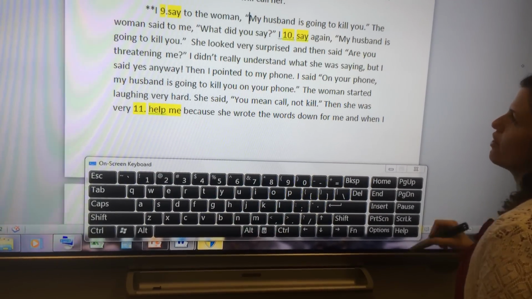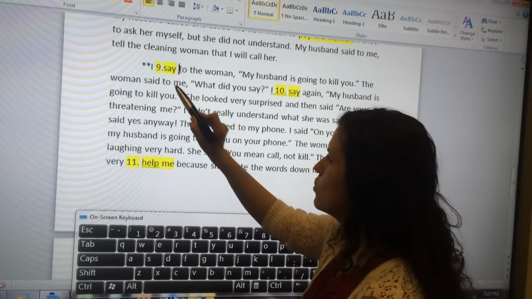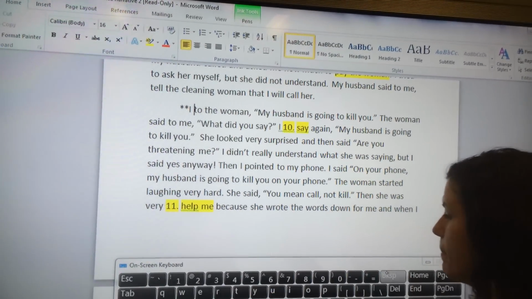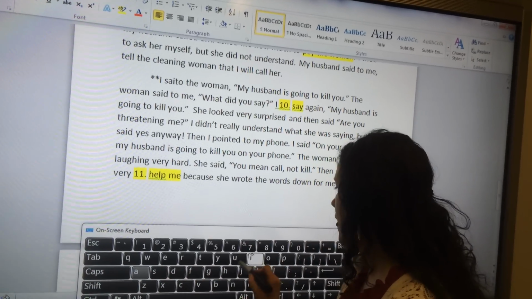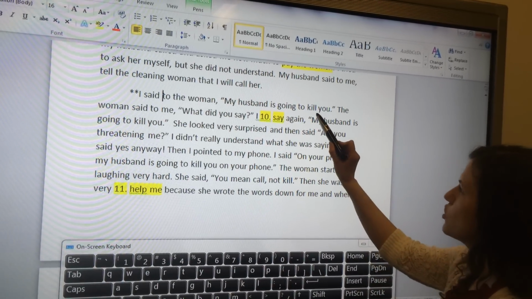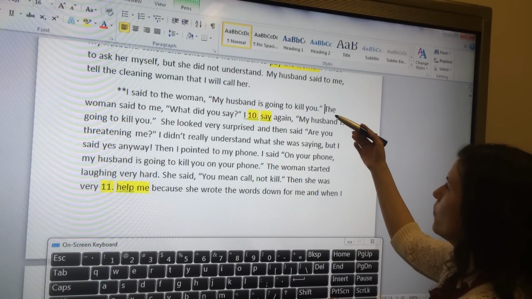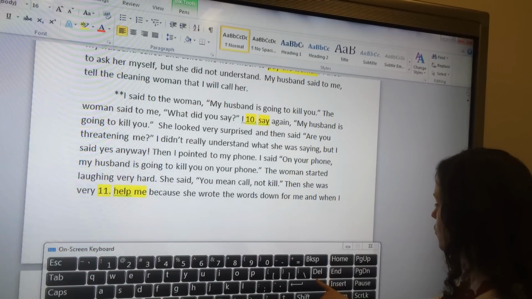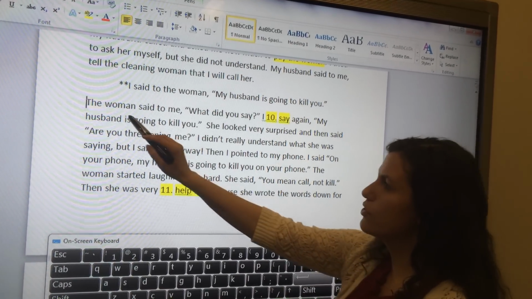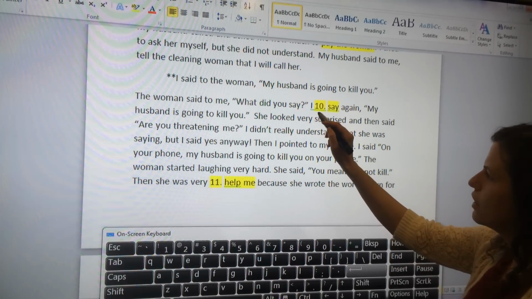Okay, let's go back to our paragraph here. "I say to the woman," okay, we need to correct that, because "say" is present tense and it needs to be in the past tense. So: I said to the woman, "My husband is going to kill you." Now, that is going to be the end of that sentence, and I'm going to start the new sentence down here. The woman said to me, "What did you say?"